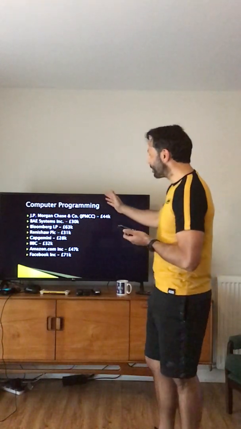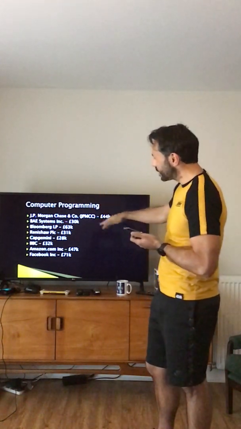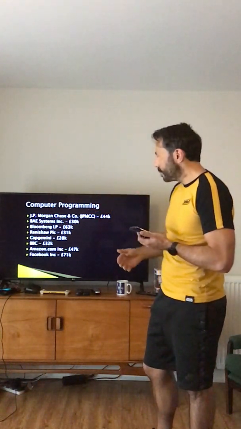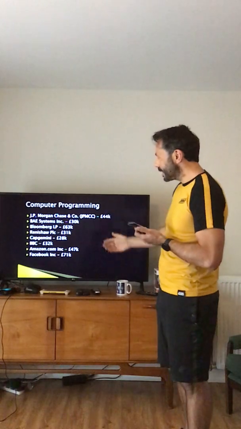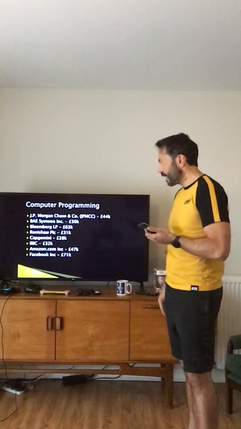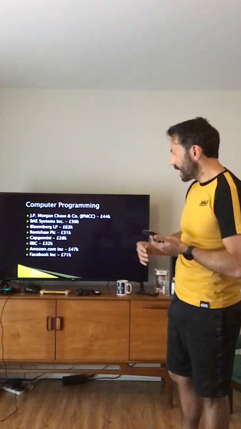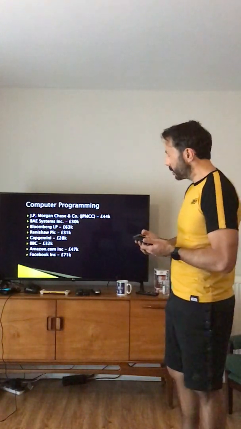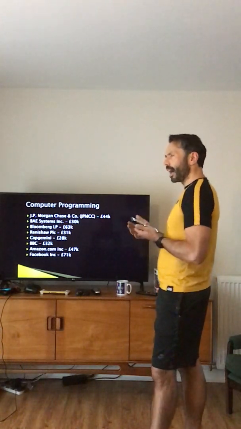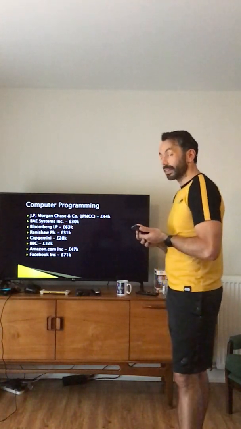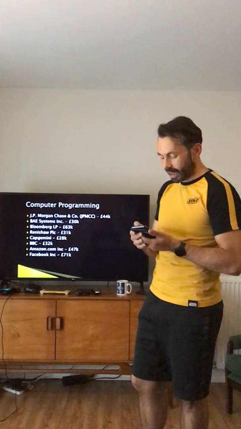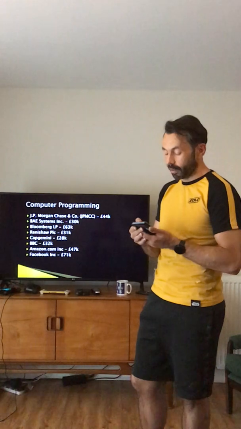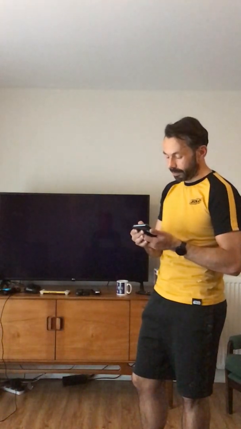Okay, so here are some computer programming salaries. JP Morgan, 44k. BAE Systems, 30k. Bloomberg, 63k. The BBC, 32k. Amazon, 47k. Facebook, £71,000. And you need that in order to get an appropriate life together. I would say that £50,000 is what I need for basic survival. I'm not even joking about that.